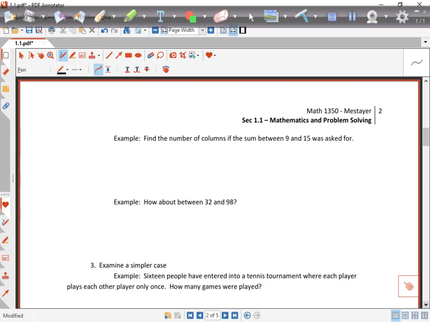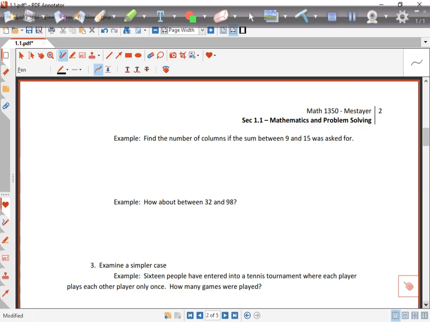Okay, the next couple of problems we're going to look at, we're just going to really set up, and I'm going to show you how to figure out how many times something happens. Okay, so if you start at 1 and you go to 100 and you're talking about the odds or the evens, you're going to have half of that. However, sometimes we don't start at 1. So let's look at this one. Find the number of columns if the sum between 9 and 15 is asked for.